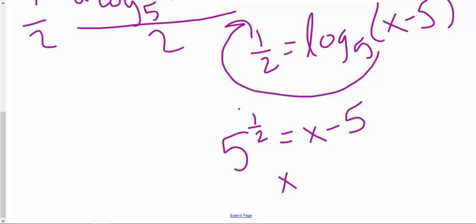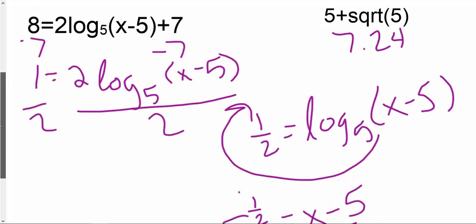So that gets us x is equal to 5 plus the square root of 5, right? I just add 5 to both sides. Wow. And there we go.